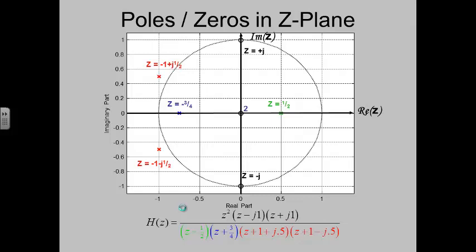So it's easy to go from H of z. Once I factor it, I can go to the pole zero diagram. We're going to want to go backwards, though. We're going to want to be able to recover this from that.